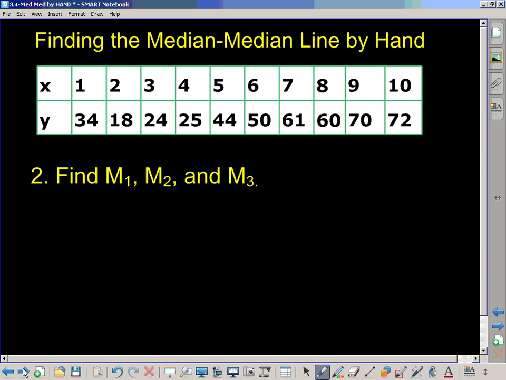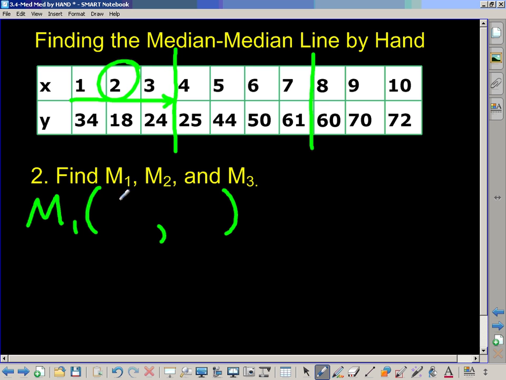Finding M1, M2, and M3. So we have group 1, group 2, and group 3. To find M1, we're going to need to find its x and y coordinates. For its x coordinate, we should have the data items in order, from left to right. And what you want to see is 1, 2, 3, find the number in the middle. 2 would be the x coordinate, which is in the middle for group 1.